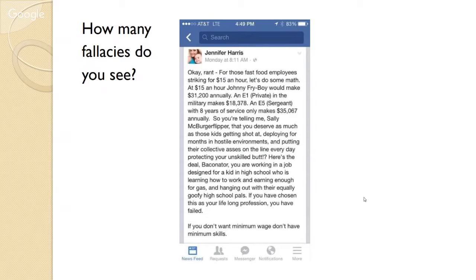Okay, so there's, like I said, at least five fallacies going on here. Now, there are valid arguments that could be made against raising the minimum wage. There definitely are. This is not one of them. This is completely fallacious.